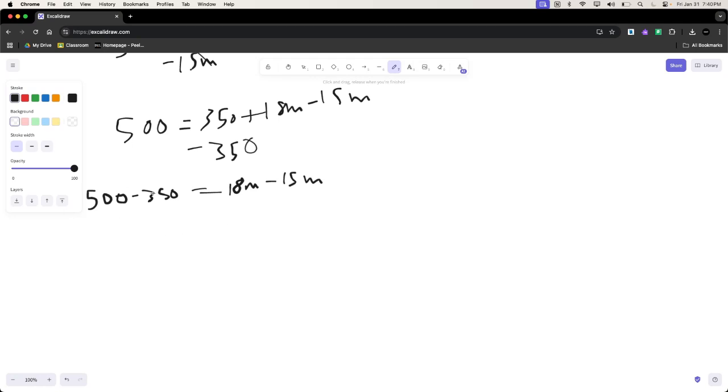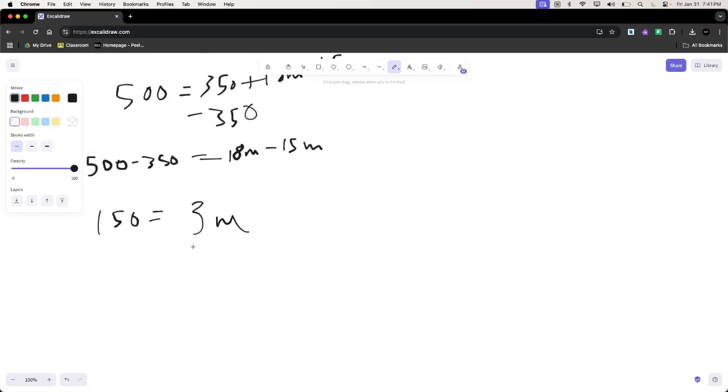And so then what I'm going to do now is subtract. So what we have is 500 minus 350. That's 150. And then 18m minus 15m, that's 3m. And then I'm going to divide this by 3, divide this by 3, or actually we should do that in the next step.